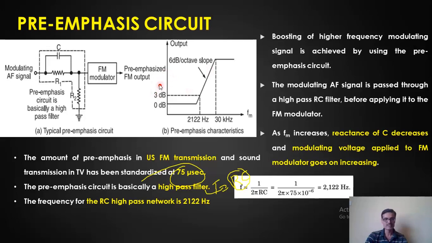So this is actually the gain, or the output, given in terms of dB. At 2122 hertz, it should be increased by 3 dB. And at some other frequencies over here, the output voltage or the gain should be that much. Okay, it means we have to increase by that much amount. Fine. So this is actually called a pre-emphasis circuit.